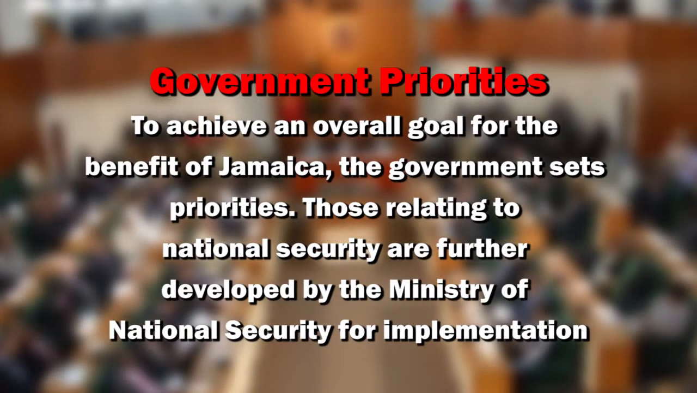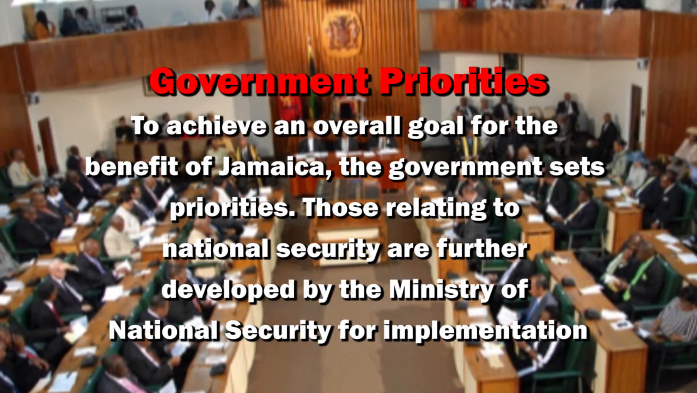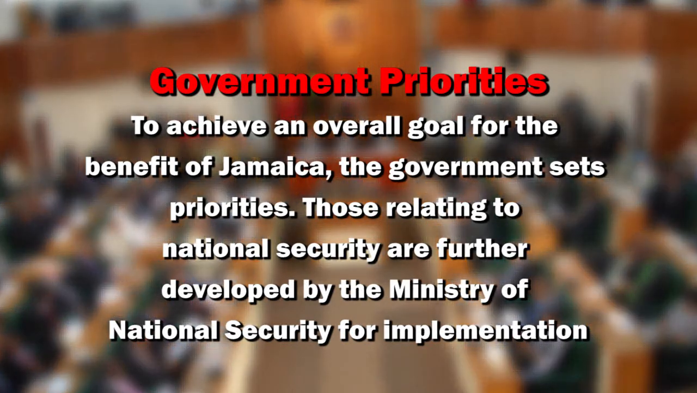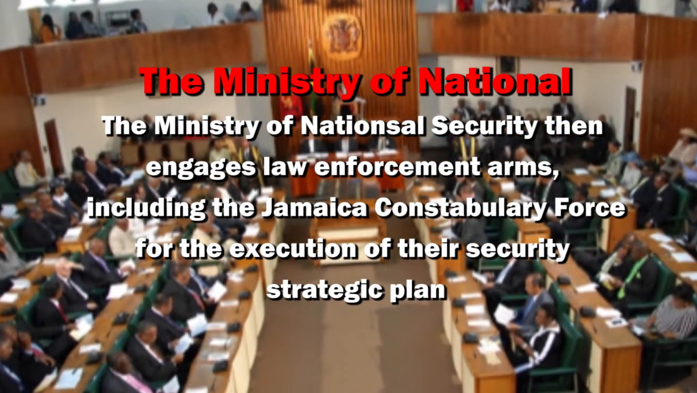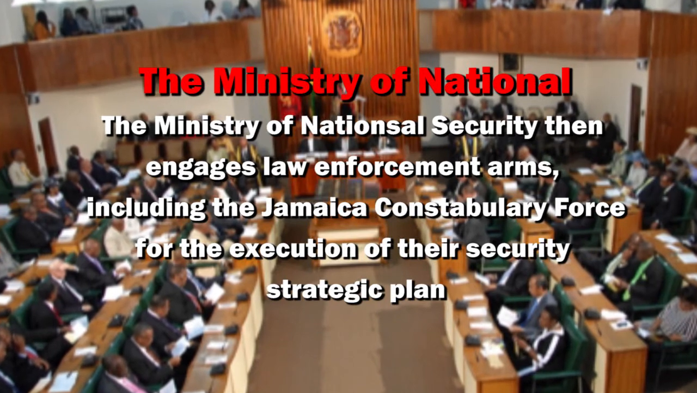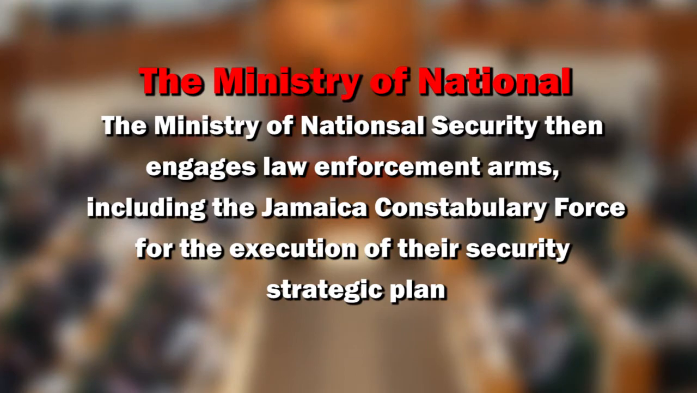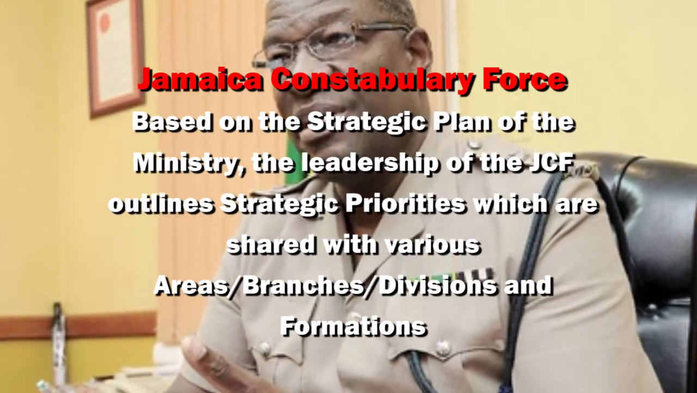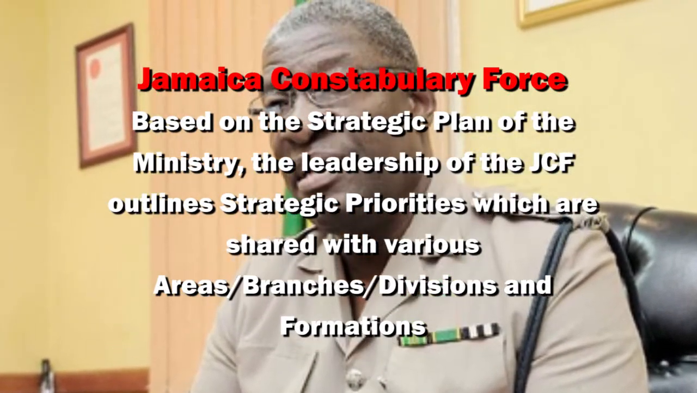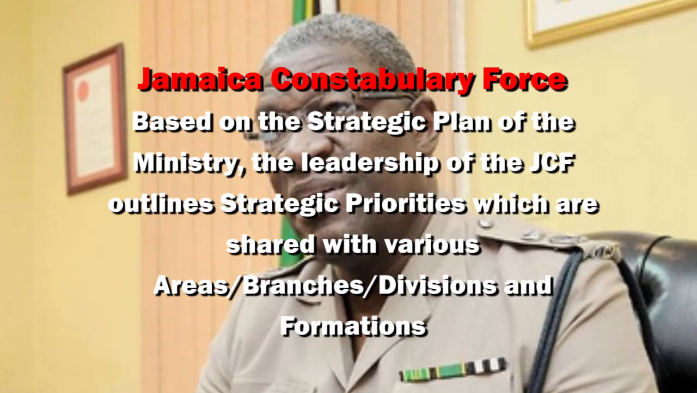To achieve an overall goal for the benefit of Jamaica, the government sets priorities. Those relating to national security are further developed by the Ministry of National Security for implementation. The Ministry of National Security then engages law enforcement arms, including the Jamaica Constabulary Force, for the execution of their security strategic plan. Based on the strategic plan of the ministry, the leadership of the Jamaica Constabulary Force outlines strategic priorities which are shared with the various areas, branches, divisions, and formations.